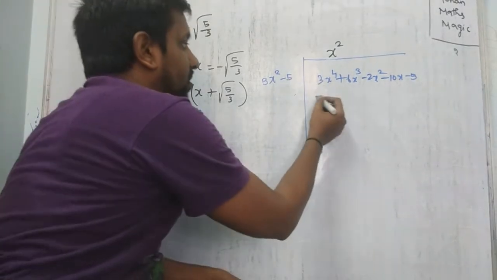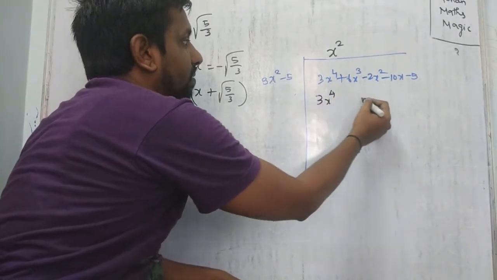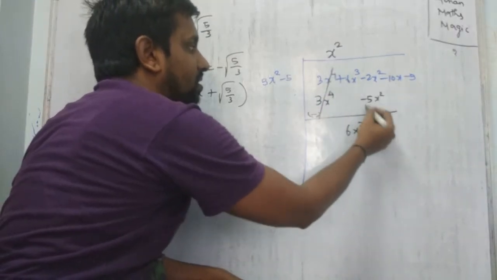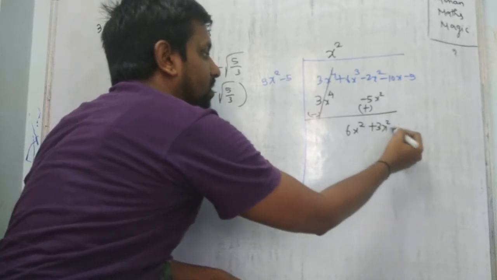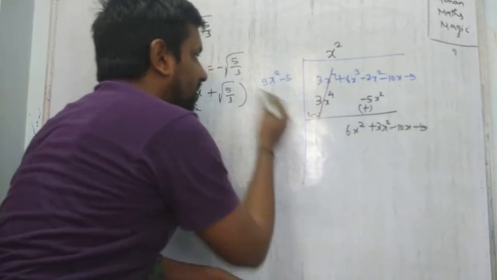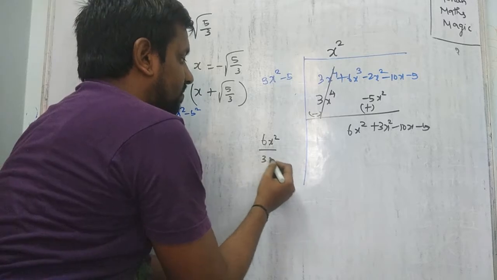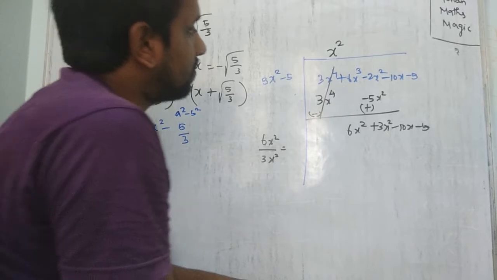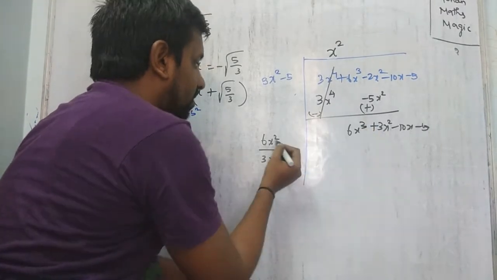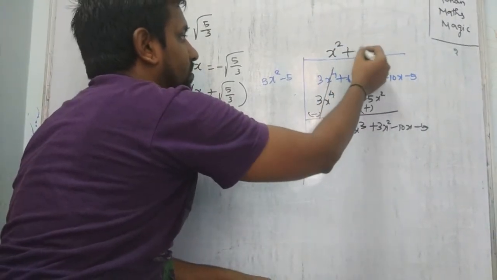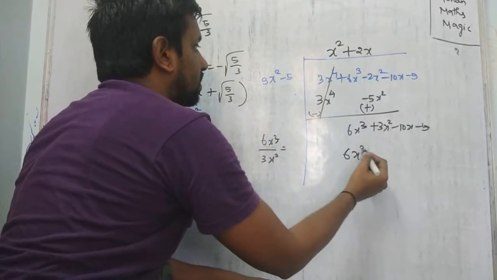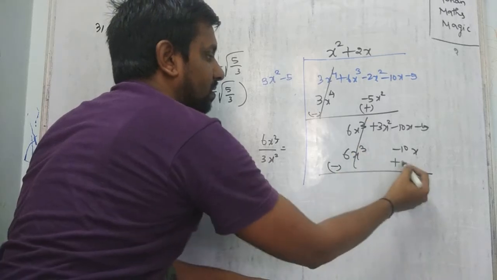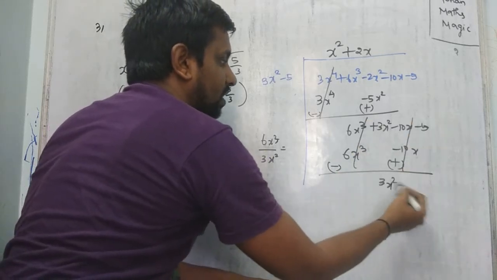So 3x to the power 4 minus 5x square. Change the symbol, pull down and change the symbol. I got 3x square minus 10x minus 5. Again, first term by first term: I got 3x cube, then plus 2x. So 6x cube minus 10x cancels, and I got 3x square minus 5.